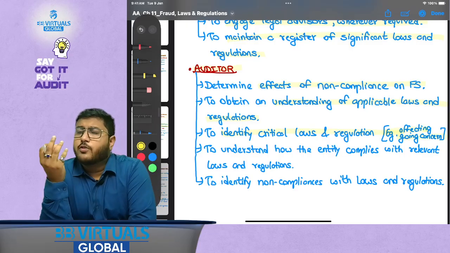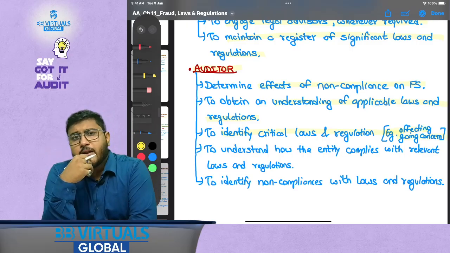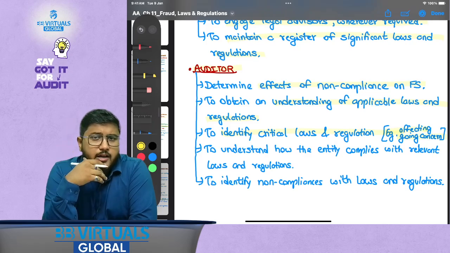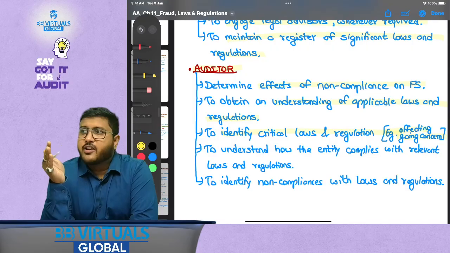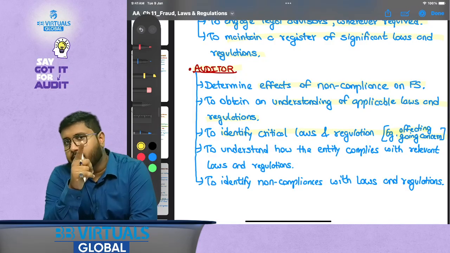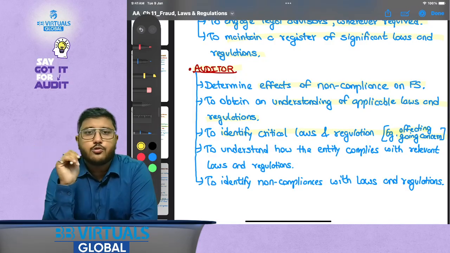For example, one of the environmental laws says that if you do not comply with the disposal requirements, for example for a chemical industry, your factory will be shut down. Now, this is very important. Even if it is not directly related to finance, this will have direct impact over your company, because this will lead to going concern issues.